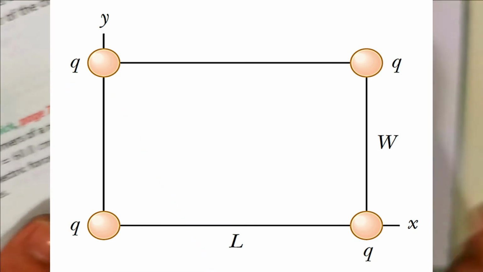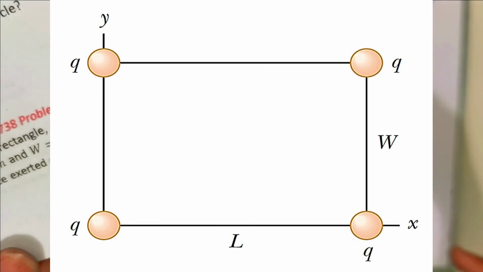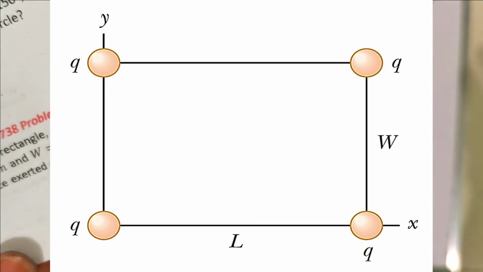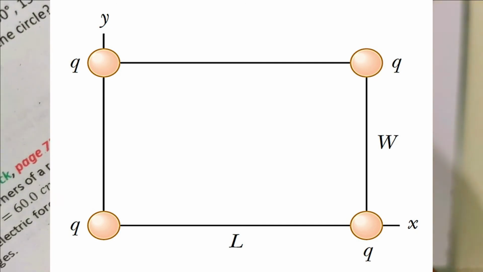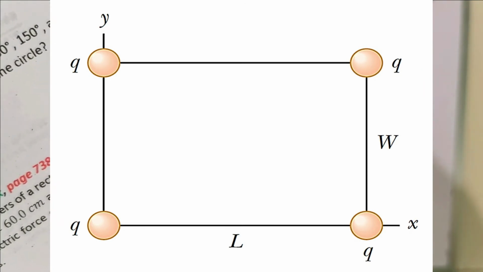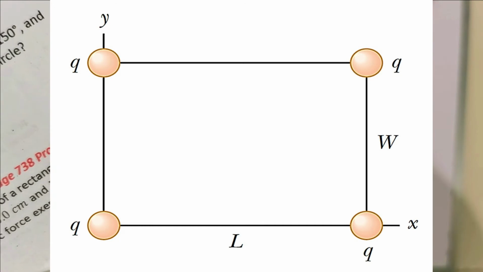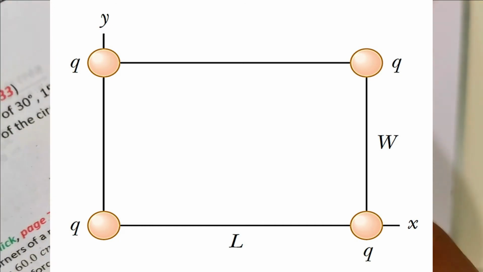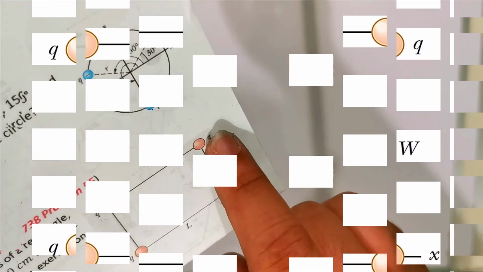And what we need to find is the magnitude and direction of the net electric force exerted on the charge at the lower left. So kanina sa origin, we'll try to look for the forces exerted on this charge by the other surrounding charges Q2, Q3, and Q4.